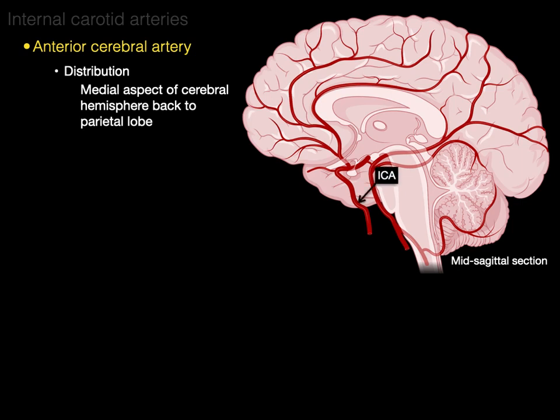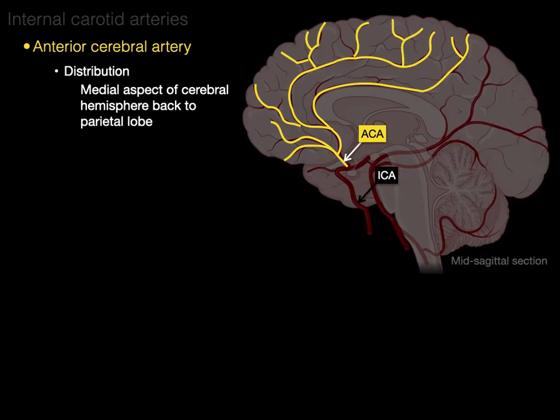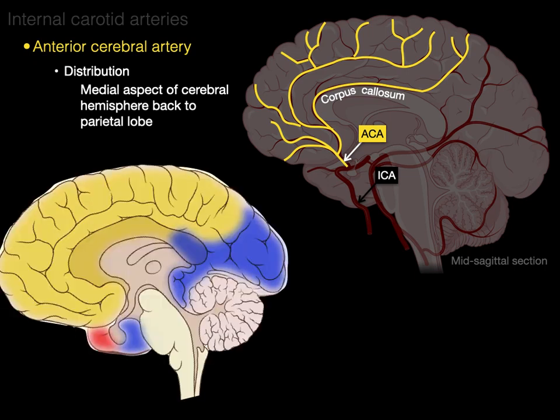So here's a mid-sagittal section of the brain. There's our internal carotid, and there's our anterior cerebral artery. And there is the anterior cerebral artery coursing over the corpus callosum, and you can see its distribution, okay, right in the midline of the brain. And so here's a mid-sagittal section of the brain, and everything you see in yellow is supplied by the anterior cerebral artery, the medial aspect of the cerebral hemisphere, all the way back to the parietal lobe.